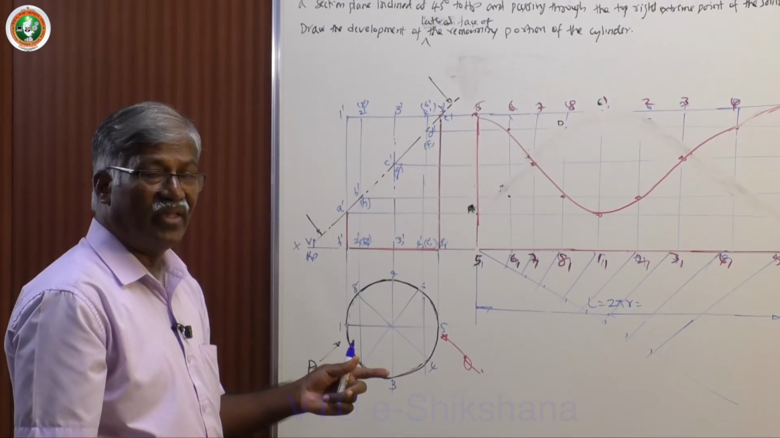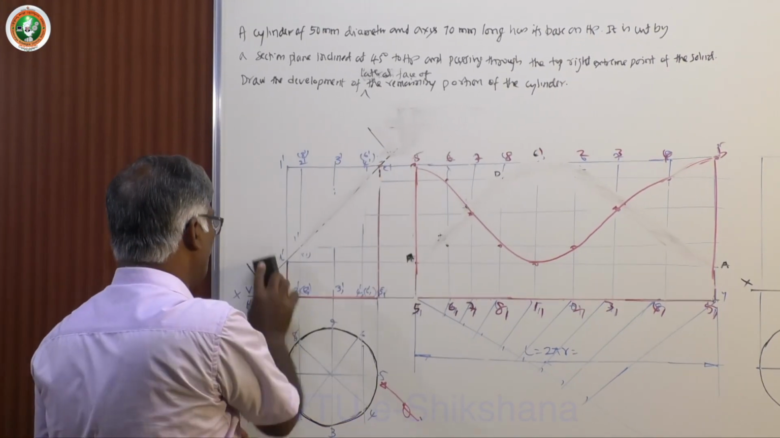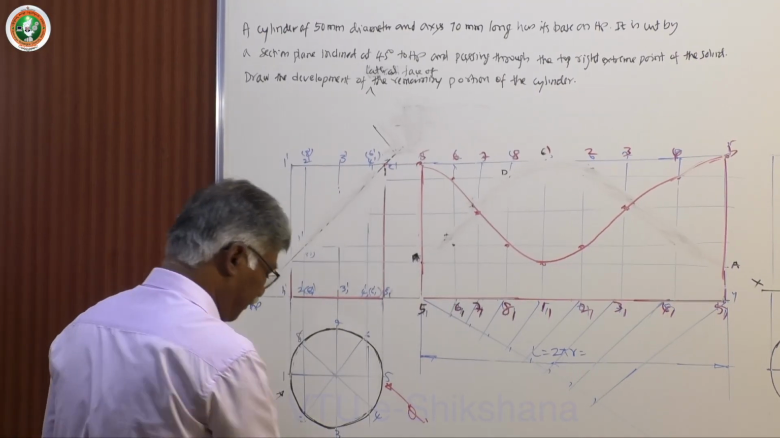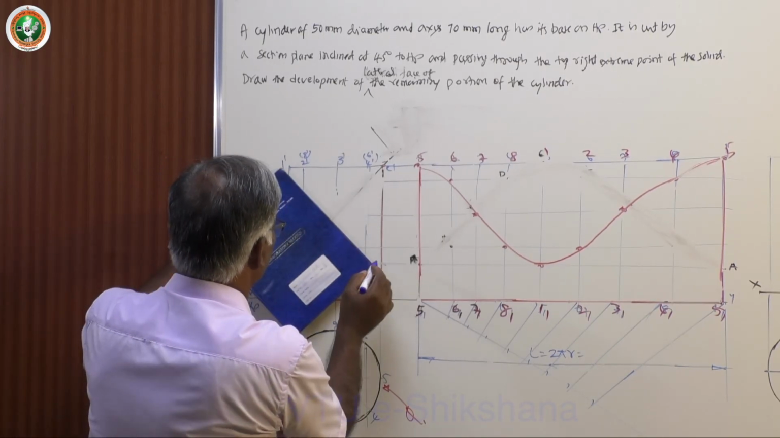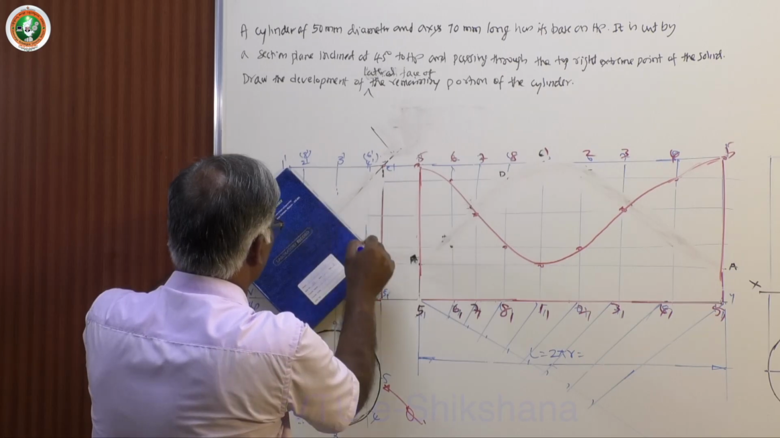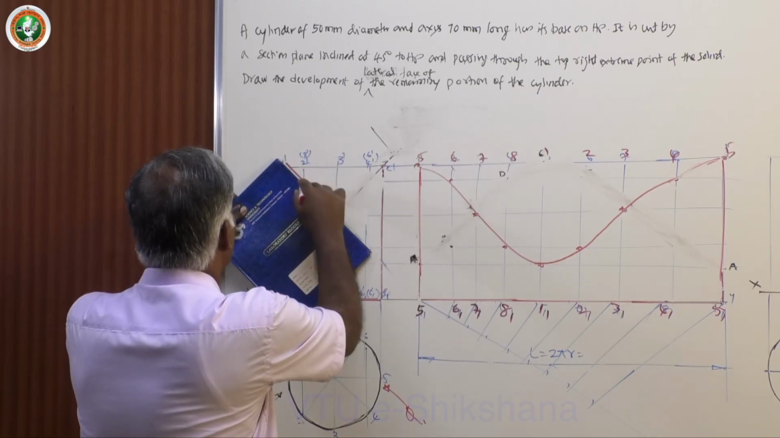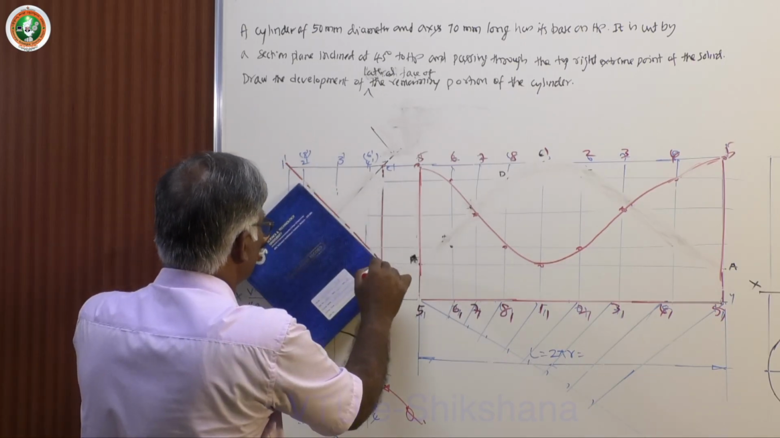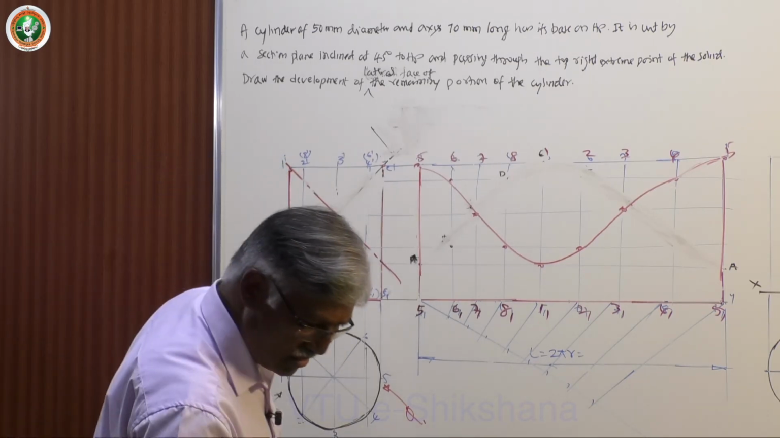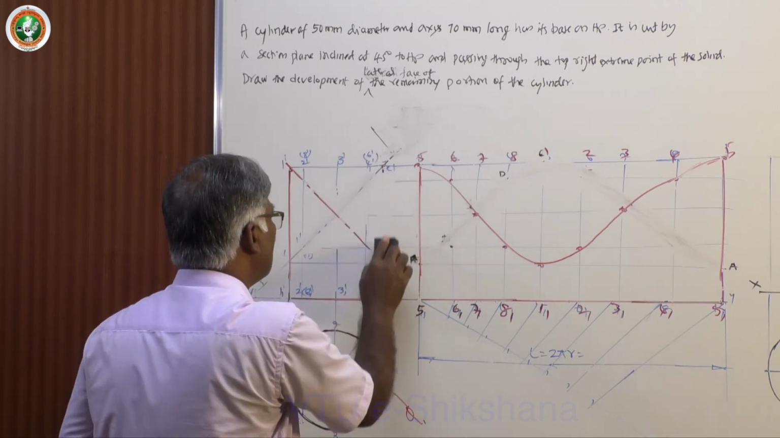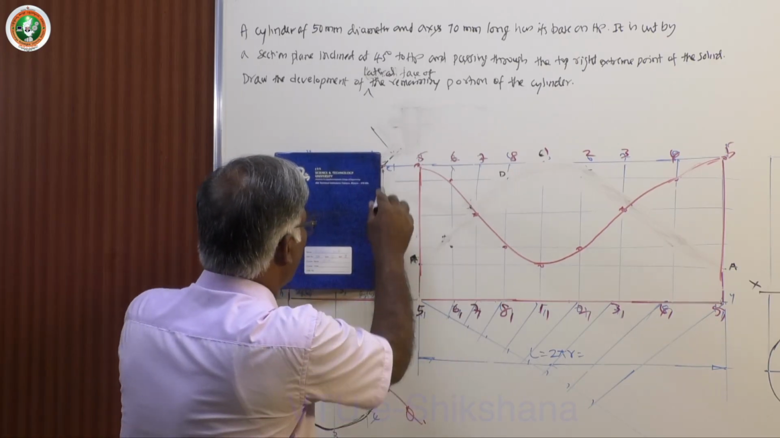Different question. The section plane passes through inclined at 45 degree only, passing through the left extreme top corner. Left extreme top corner. Yes. Then the dark portion to be darkened is this, and this is to be made light as per the requirement.